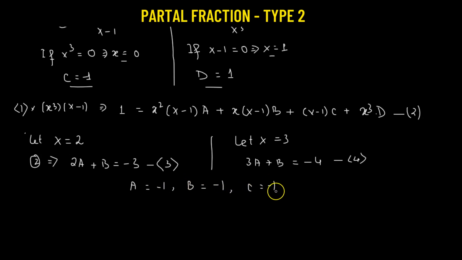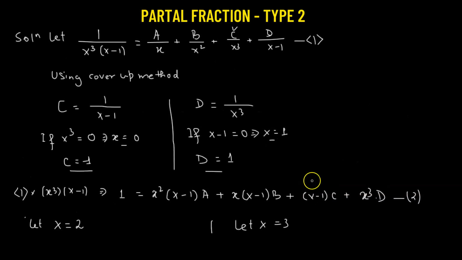So c will be negative 1, which I've already found out, and d is positive 1. And now that we have the values of a, b, c and d, we can substitute them back in equation number 1 to obtain our final result.